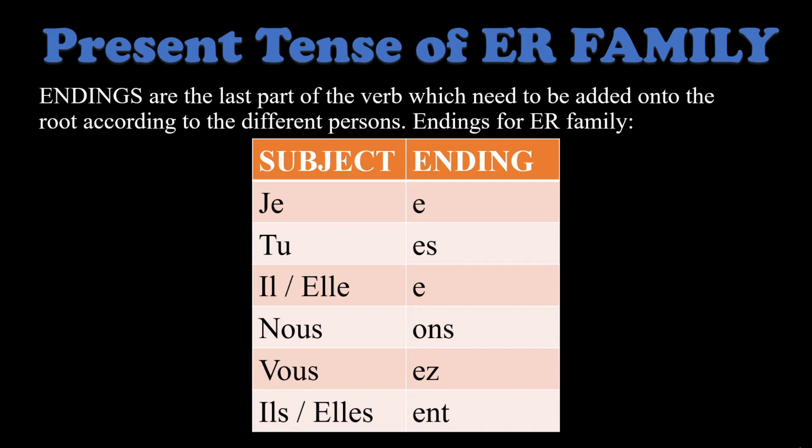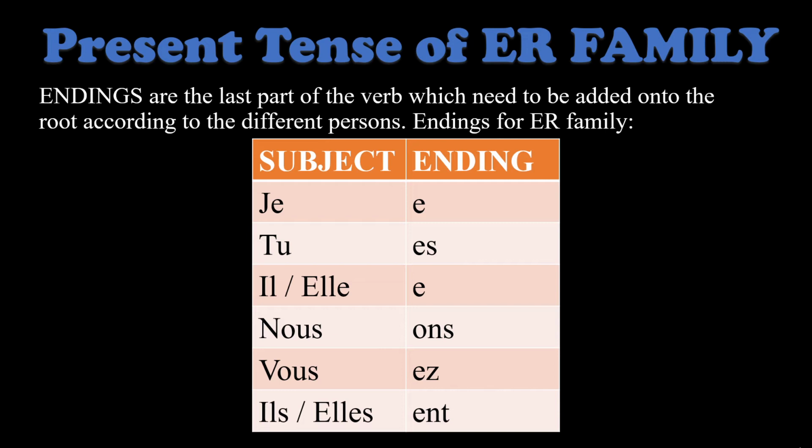So the endings for ER go like this. For je, it is E. For tu, ES. For il and elle, E. Nous, ONS. Vous, EZ. And ils and elles, the plural, it is ENT.